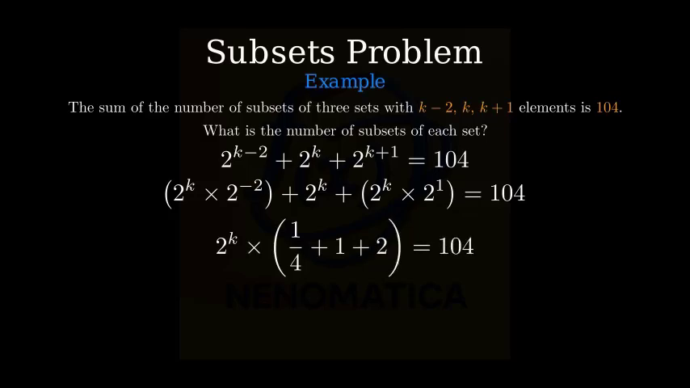This gives us 2 to the power of k times the quantity 1/4 plus 1 plus 2 equals 104. Let's simplify what's inside the parentheses. 1/4 plus 1 plus 2 equals 1/4 plus 3, which is 13 over 4.